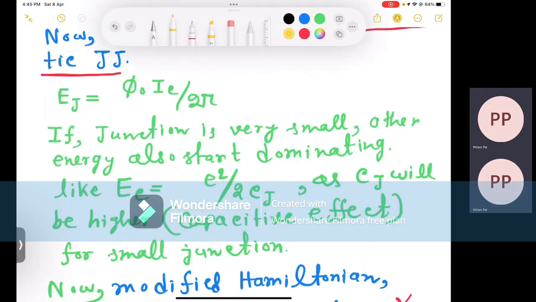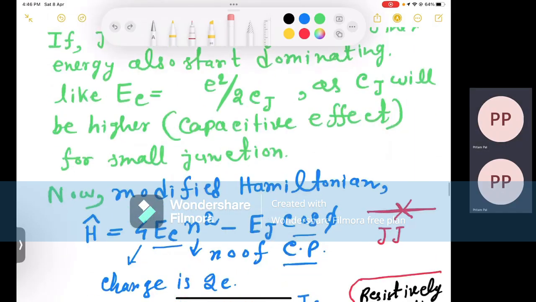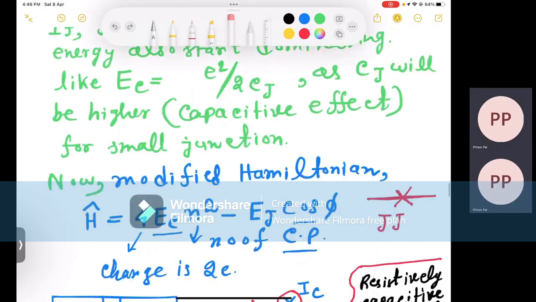So this will also come simultaneously in parallel to the JJ. Now, if the junction is very small, the other energy will also start dominating, like the capacitive energy. So the CJ will be higher, right? Sorry, I made a mistake. If the junction is very small, yeah, actually CJ will be higher. Okay, fine. So CJ for the small junction. This is what the modified Hamiltonian is.